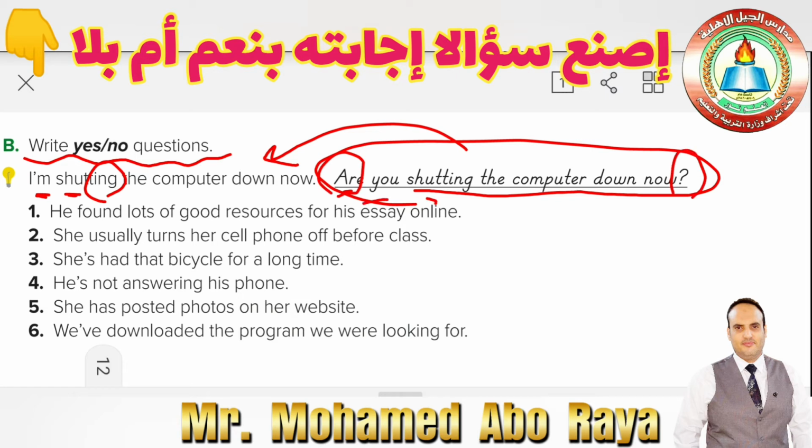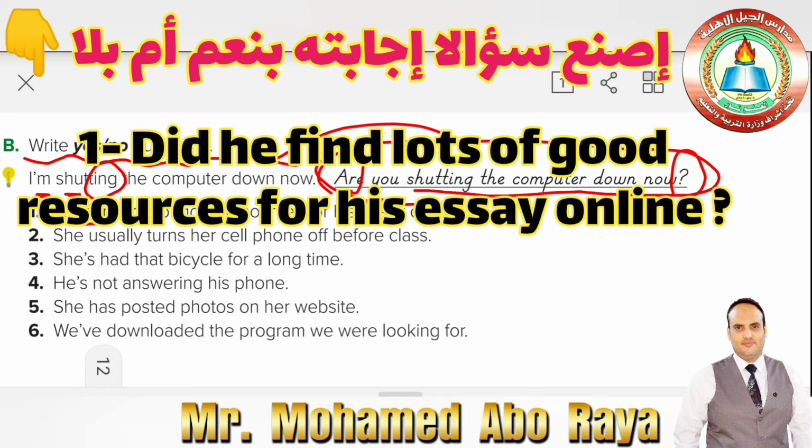And put a question mark. Number two, he found lots of good resources. He as a subject and found, the past form of the verb find. He found lots of good resources for his essay online. This sentence is in the past tense. We will begin this sentence with did. The question will be, did he find lots of good resources for his essay online? And put a question mark.